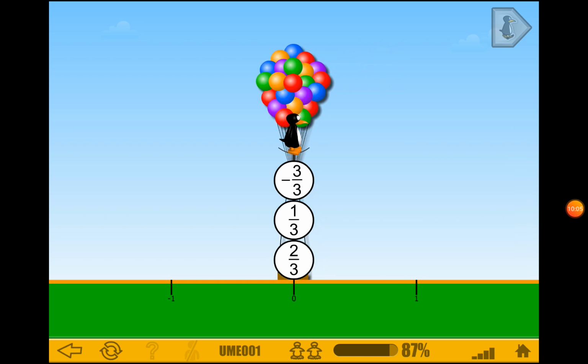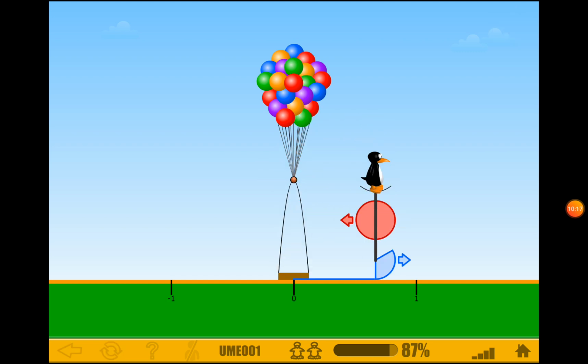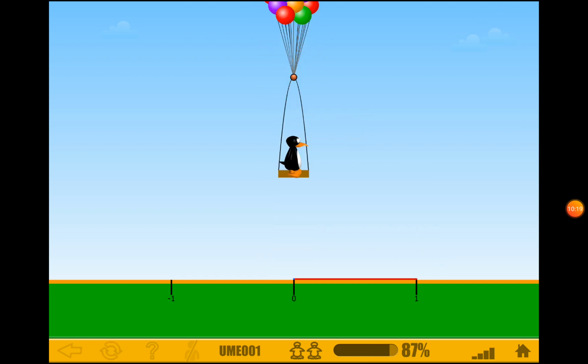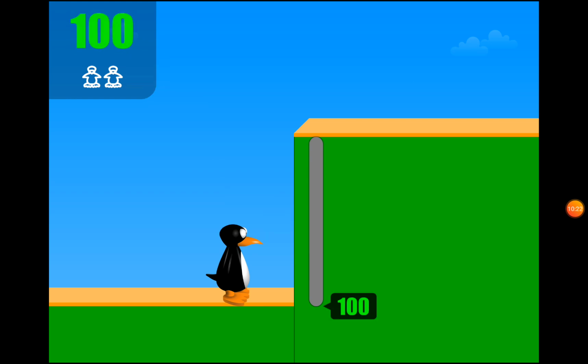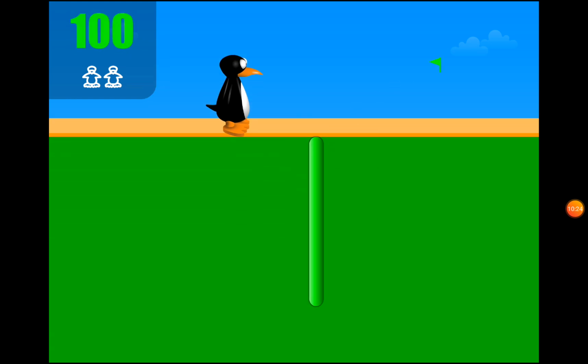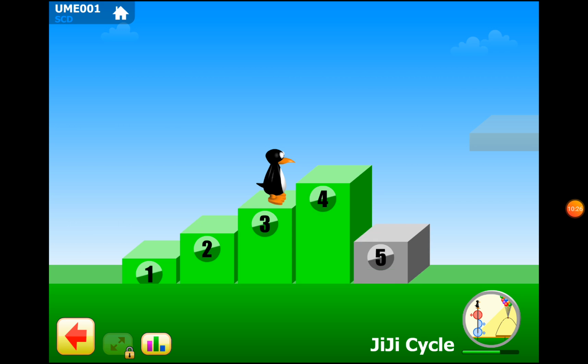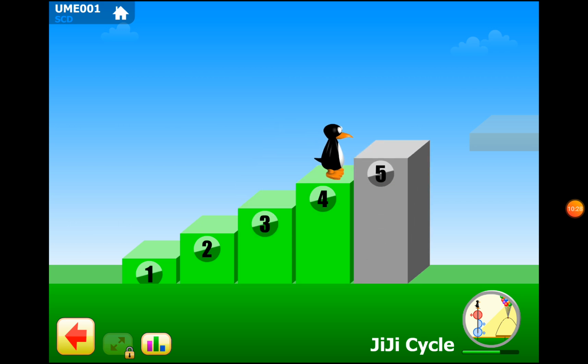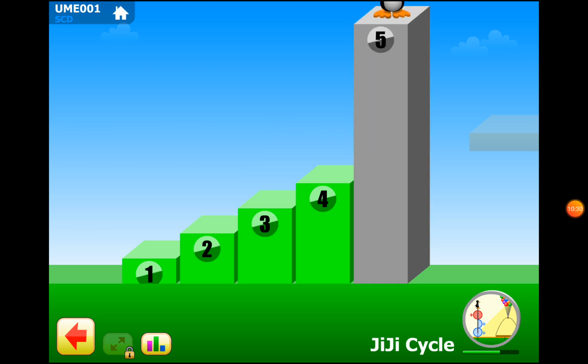2/3. Oh, so it's just going to be 0, because 2/3 plus 1/3 is 1, and then -3/3 is -1. So 1 minus 1 is 0. 100%. Got it. Okay. Next. Here we go.